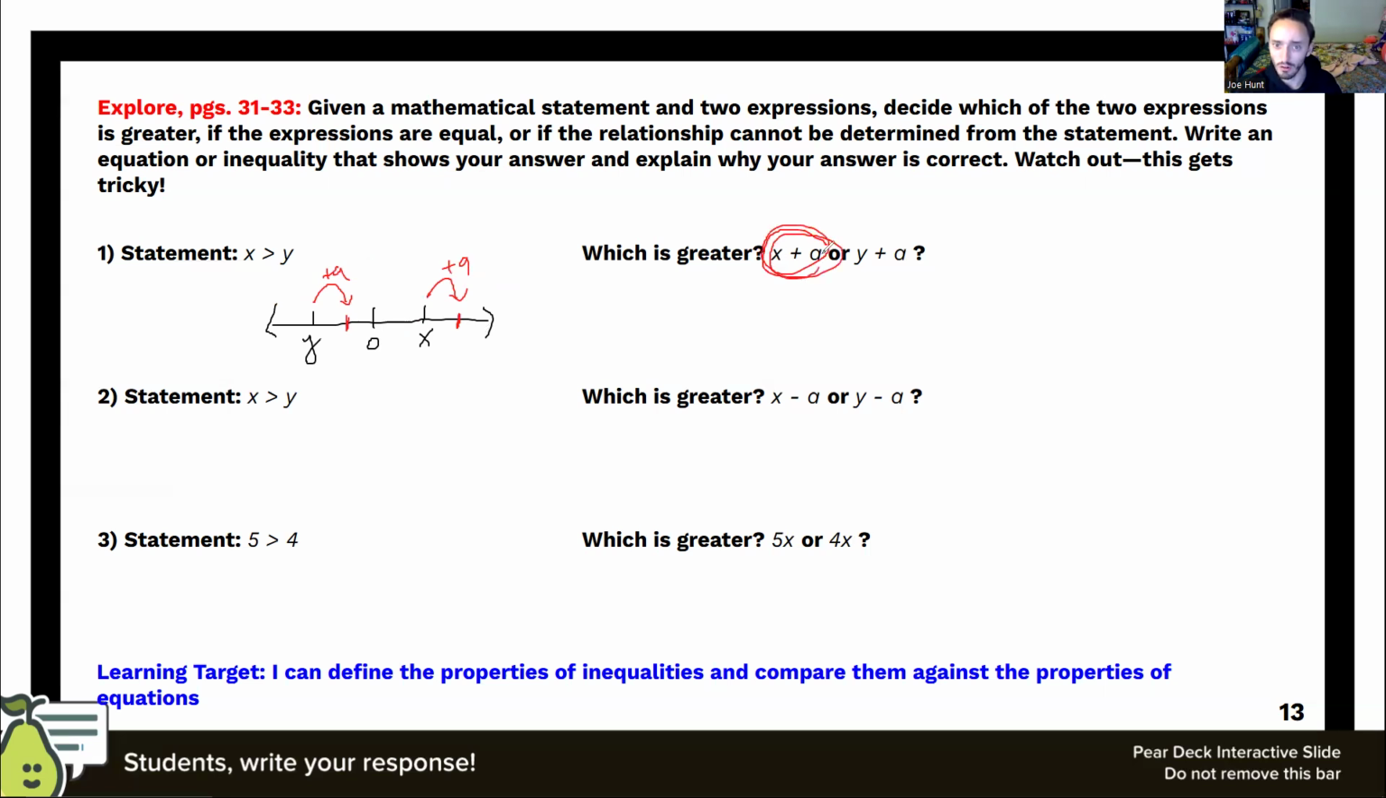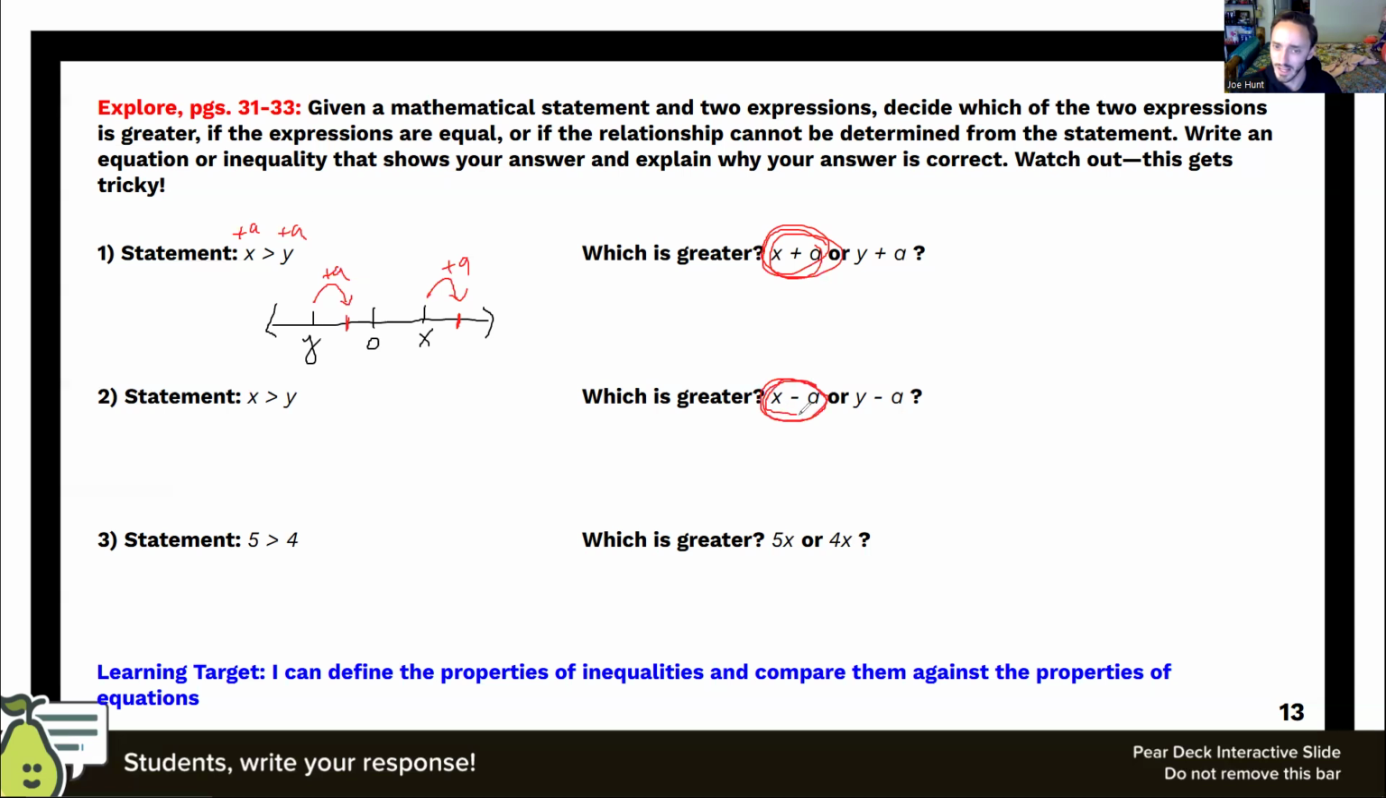So in all three of those different setups, I see that the same fact is true: when I add a to both sides of the inequality, I'm still preserving the initial truth value, right? Just like we saw in our warm-up. You'll see the same thing with x minus a or y minus a.